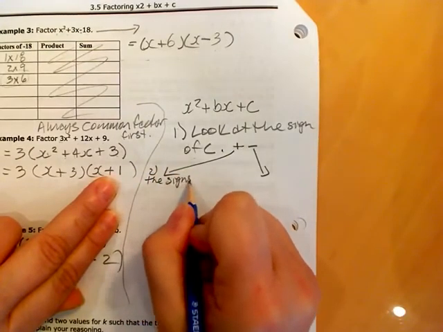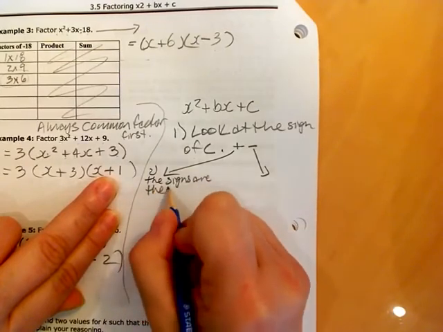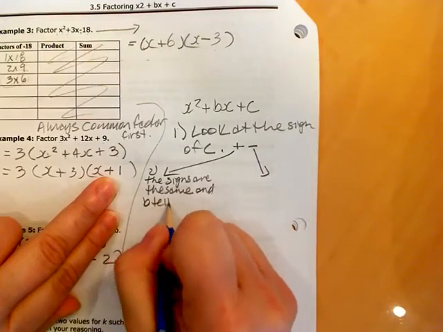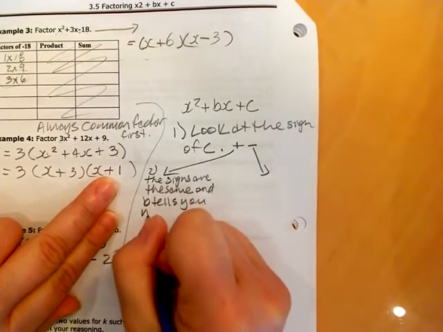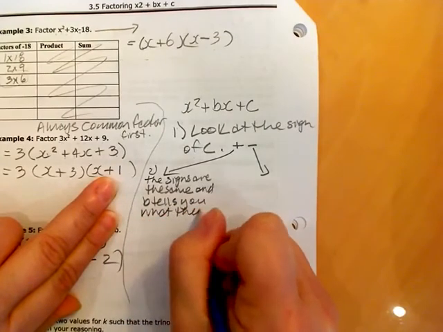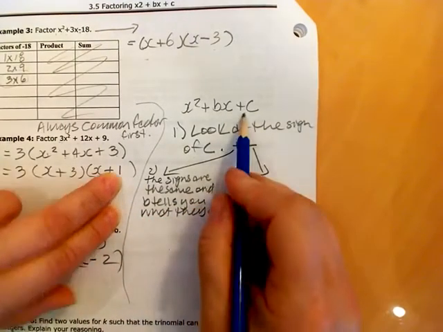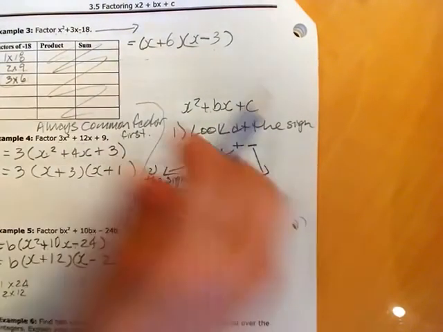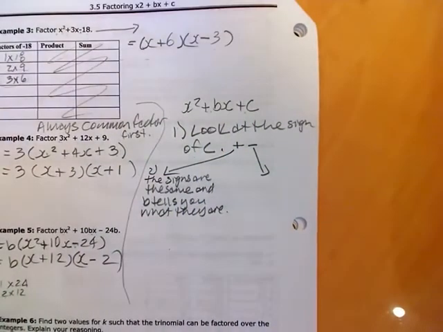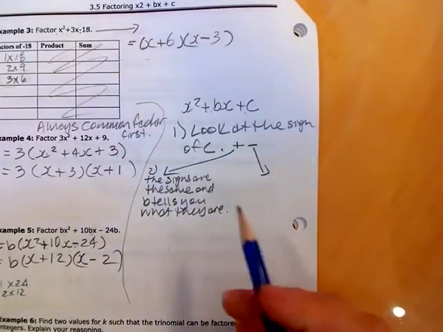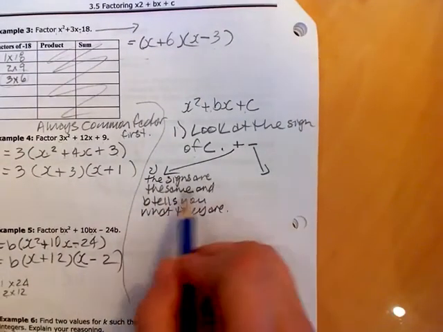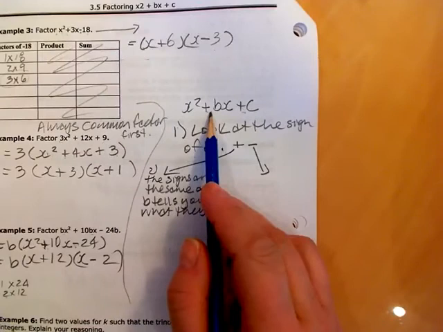signs are the same, and b tells you what they are, right? So if that's positive, that tells you they're both positive. If that's negative, they're both negative. That tells you the signs are the same, and that tells you what the signs are.